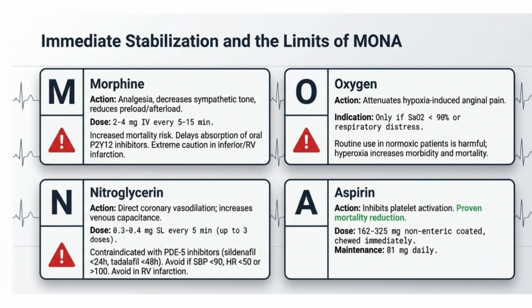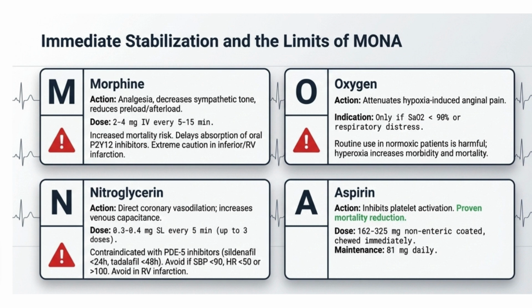Morphine holds a controversial place in contemporary therapy. At least 2 large trials have identified an association between morphine administration and an increased risk of death. Furthermore, morphine slows the absorption of oral P2Y12 inhibitor therapy, which delays their time to peak antiplatelet activity. Extreme caution must be used in patients with an inferior or right ventricular infarction.